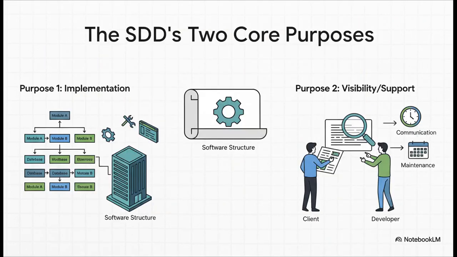Now, what's really crucial to get here is that this blueprint has two jobs. It serves two masters, so to speak. On the one hand, yeah, it's the instruction manual for the developers who are actually building the thing. But, and this is just as important, it gives the client, the people paying for it, a crystal clear window into the entire design. It's a communication tool, it's a contract, and it's what ensures the system can be maintained and supported for years to come.